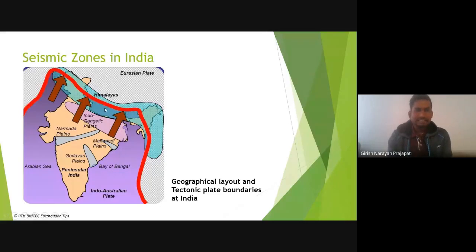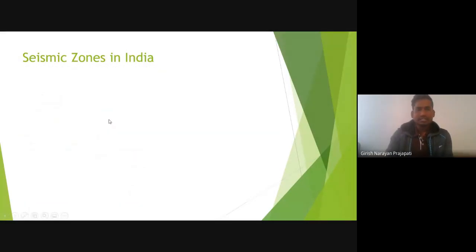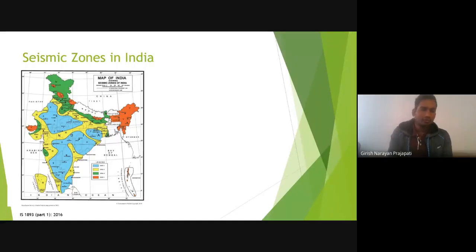So based on these planes and fault lines, the seismic zones in India are generally divided into four parts: zone 2, zone 3, zone 4, and zone 5. Previously, we had five zones, but in 1970 they replaced zone 1 with zone 2 only. Now we have zone 2, zone 3, zone 4, and zone 5.